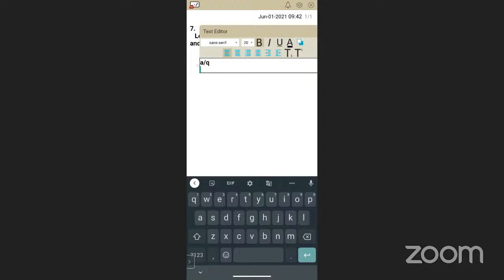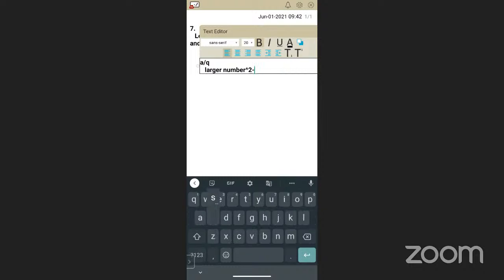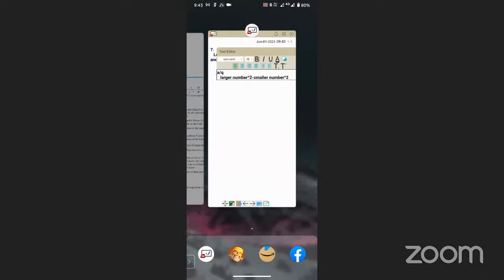According to the question, they say the difference of two numbers. Now, what are the numbers? There is a larger number whose square, where is the square? Yes, this one, whose square, and since they say difference of smaller number, smaller square. Let us see again.